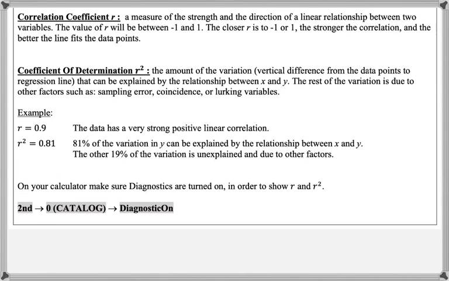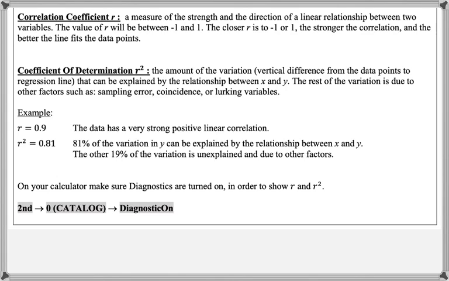The correlation coefficient R is a measure of the strength and the direction of a linear relationship between two variables. The value of R will be between -1 and +1. The closer R is to -1 or +1, the stronger the correlation, and the better the line fits the data points.